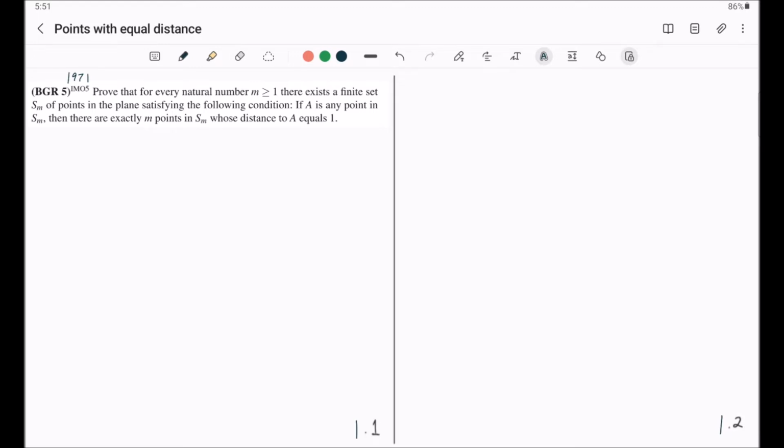In this video, we are going to talk about problem number 5 in the IMO 1971. The problem states: prove that for any natural number m greater or equal to 1, there exists a finite set S_m of points in the plane satisfying the following condition. If A is any point in S_m, then there are exactly m points in S_m whose distance to A equals 1.